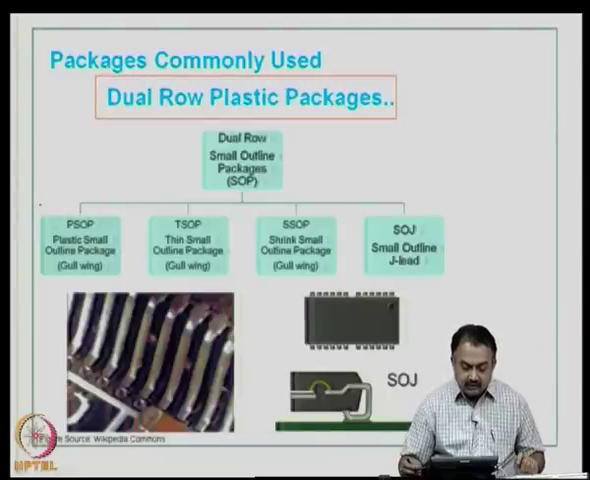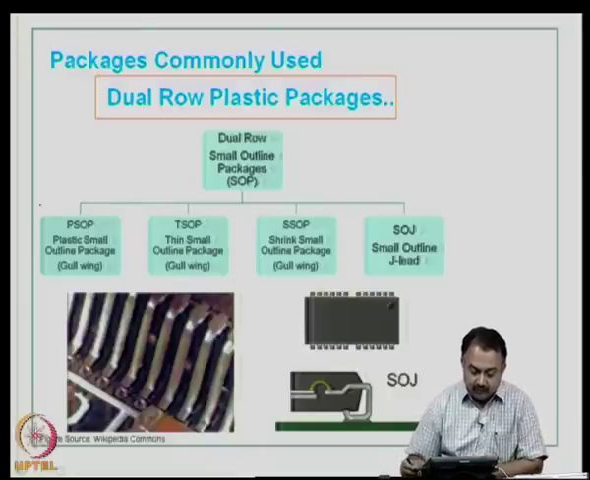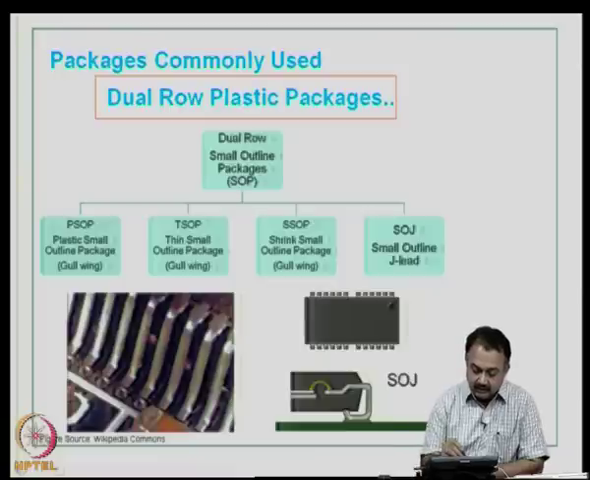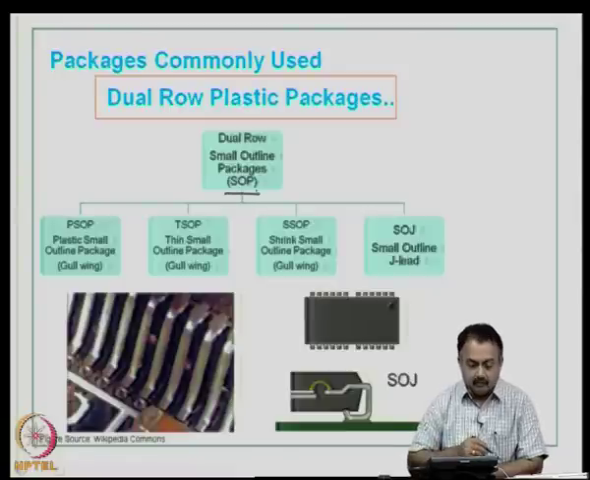The next set of packages that we would be interested in are the small outline packages, known as SOP. In this you have different classifications again. One is the PSOP, plastic small outline package. Then you have a thin small outline package. Then you have SSOP, shrink small outline package, and SOJ, small outline J-leaded.